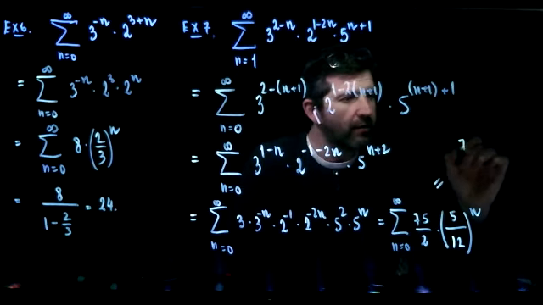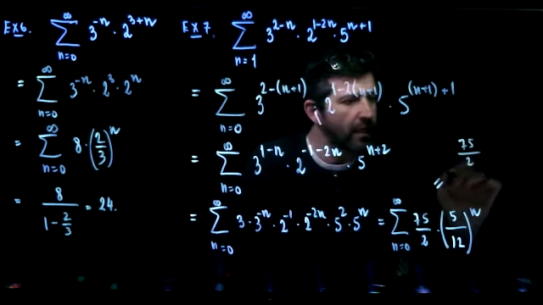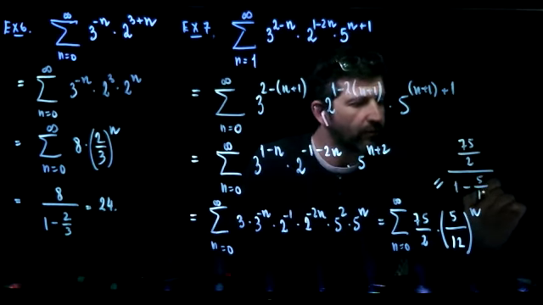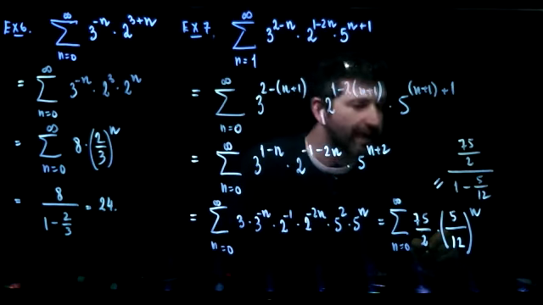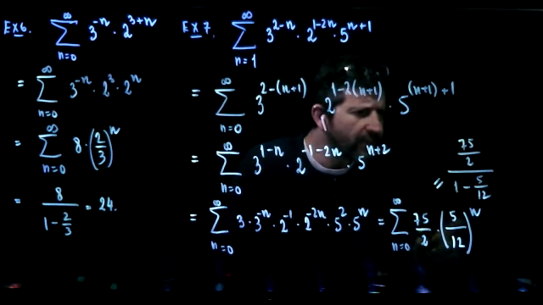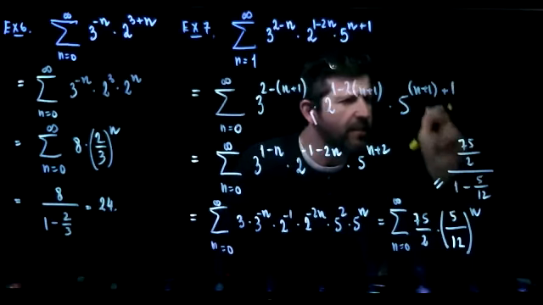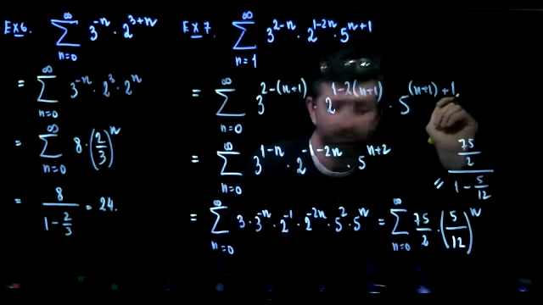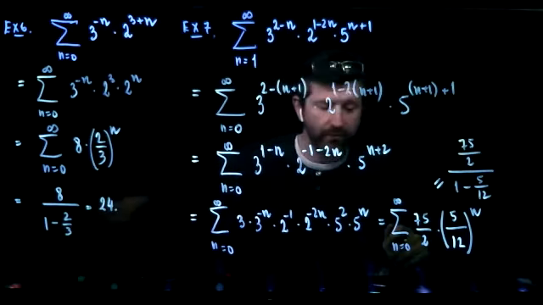So this converges to 75 over 2, which is a, over 1 minus 5 over 12. Okay, so whatever that is, I don't know what that is, 6 times 75 over 7. I don't know what 6 times 75 is.